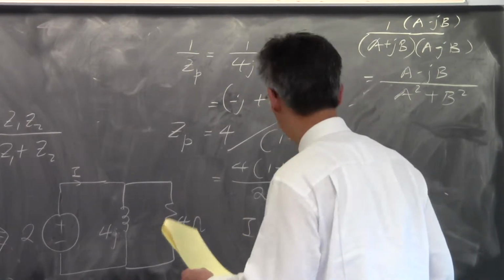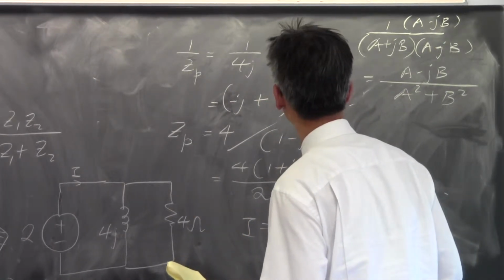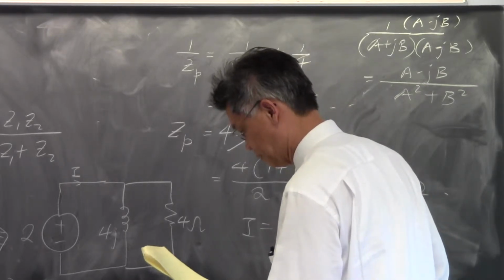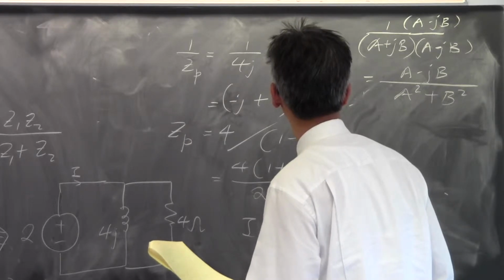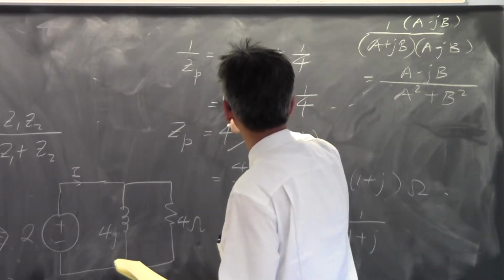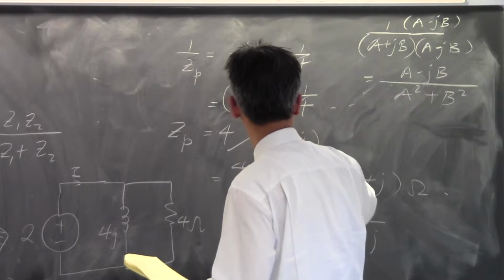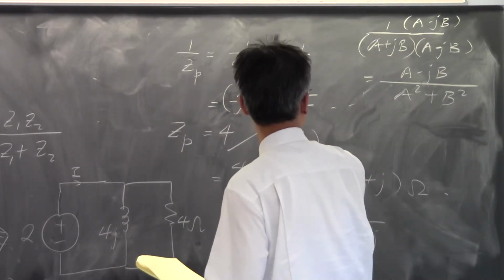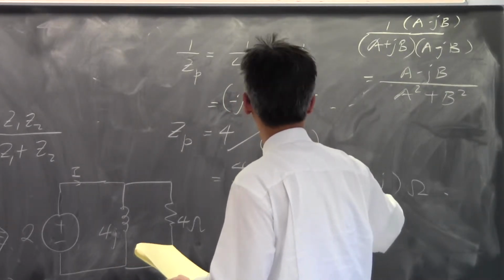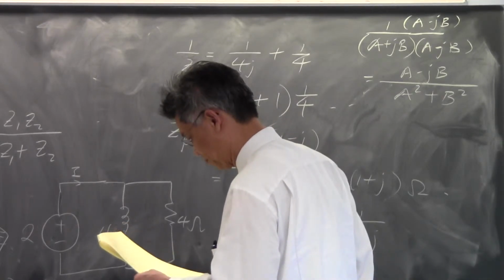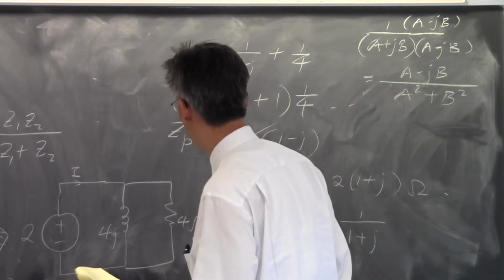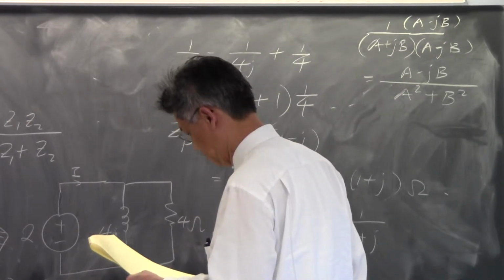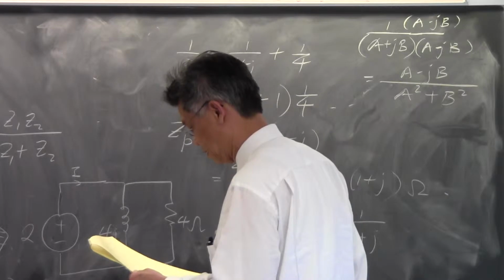Let me see. Did I have a sign error? Shouldn't it be minus j minus 1? This is right. I reciprocate this, right? Yeah. I reciprocate this. I get this. So where did the sign error come from? 1 over Zp is j omega L. Should that be negative 1 plus j? Let me think.